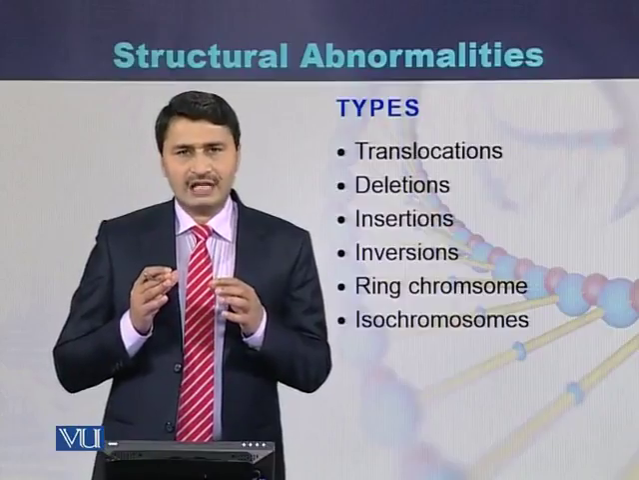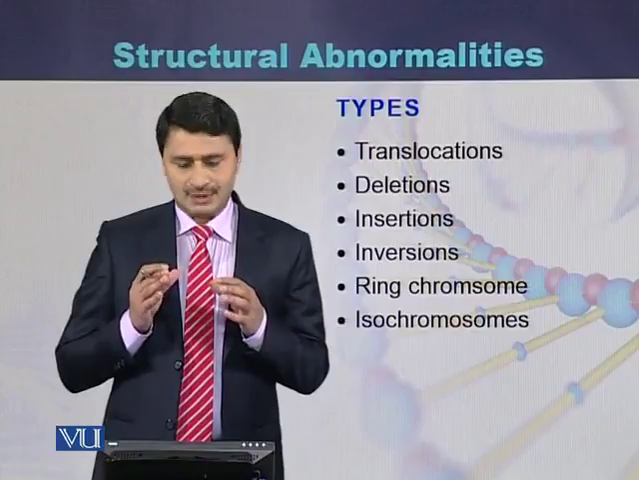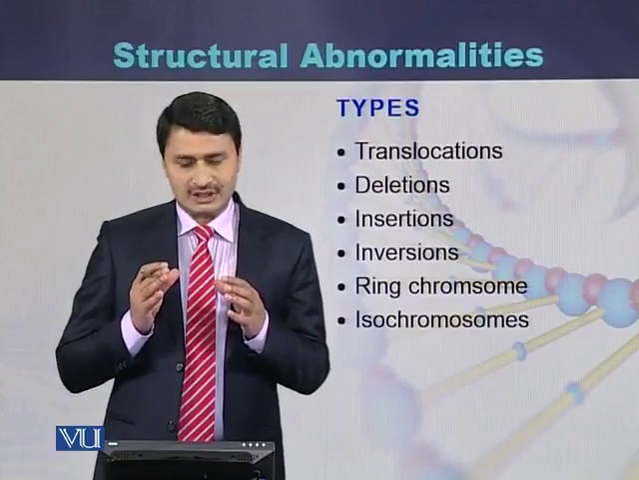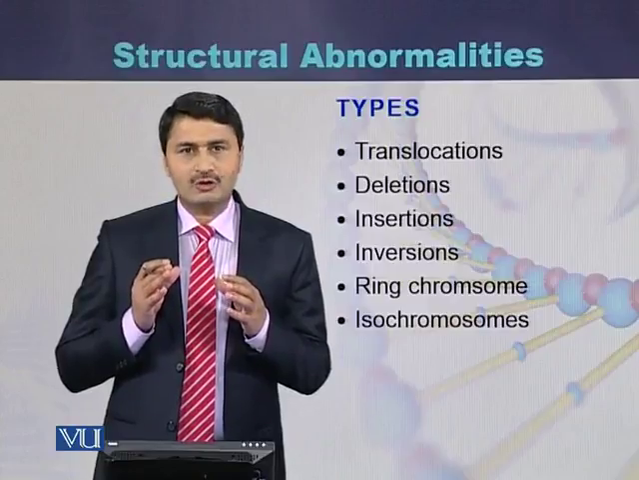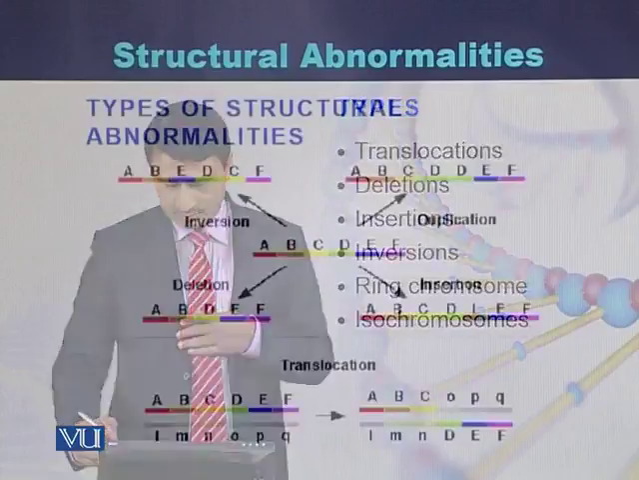There are different types of the structural abnormalities. Most common types, they are translocation, deletion, duplication, inversion, ring chromosome. All these are the types of the structural abnormalities.